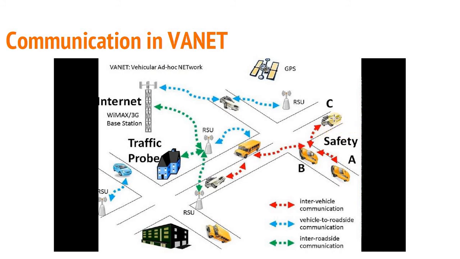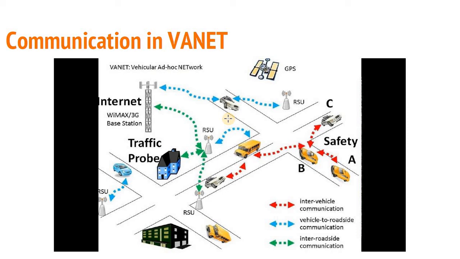So what happens in the VANET environment? This car will send information to this one. This car will send information to this one. In the same way, it can send the information to all of the nodes within the range, and all of the nodes can get to know about the emergency situation or the unexpected events occurring on the roads.